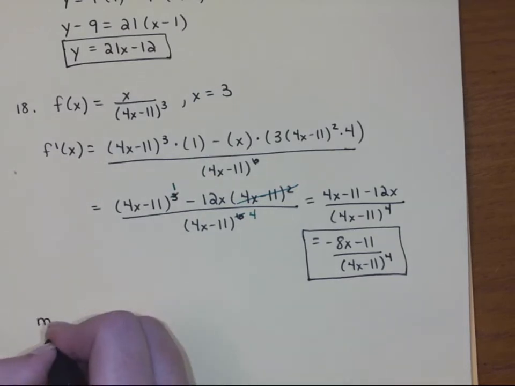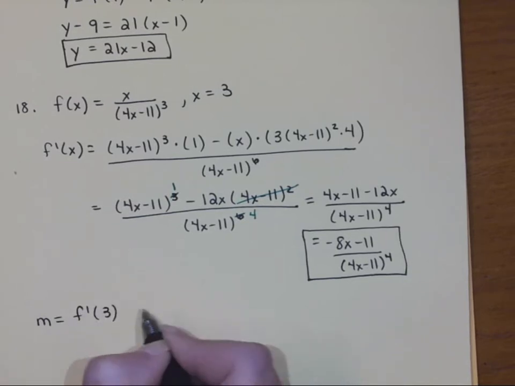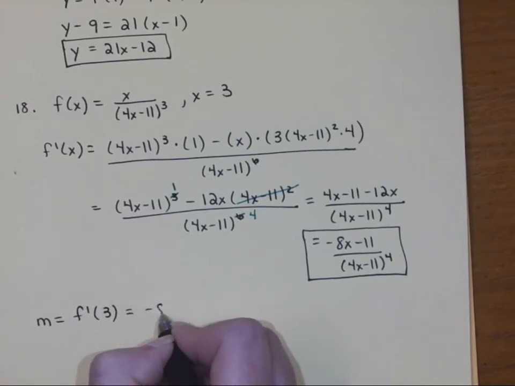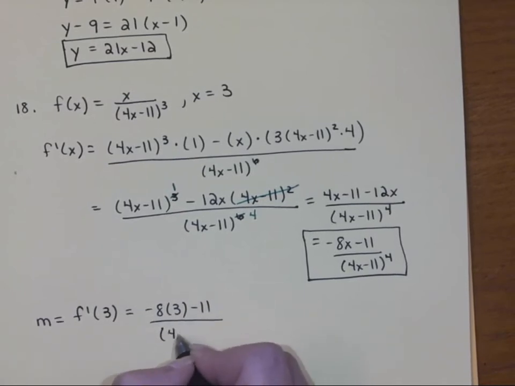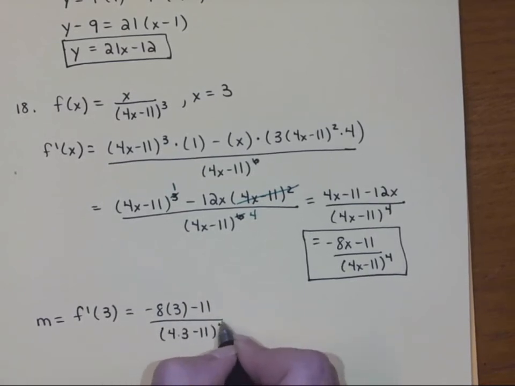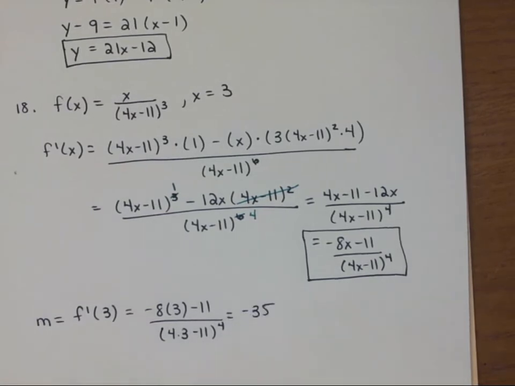But then in the end, we're really just needing to find the slope, right? So we're going to do f prime of 3. So negative 8 times 3 minus 11 over parentheses 4 times 3 minus 11 to the 4th power. Okay, use your calculator for that. But if you do use your calculator, you'll get negative 35.